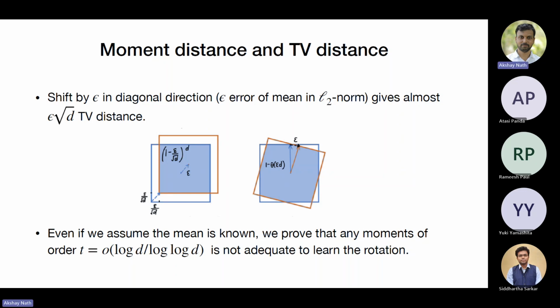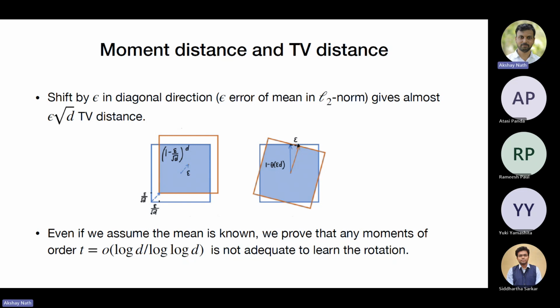But note that the only moment that is different is the first moment, the mean, which is different by epsilon. We only do a translation of epsilon, and all the other higher moments are the same. We don't change the shape, just translate it. So this example shows that even if we can learn all moments of the cube perfectly, we still cannot avoid this dependence in total variation distance.